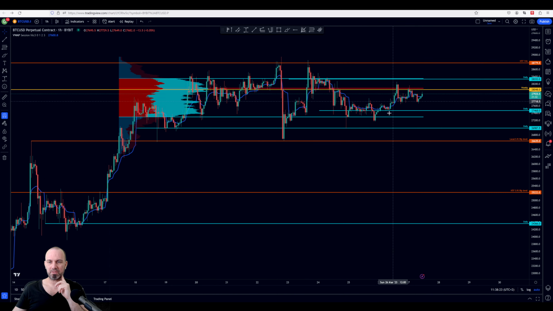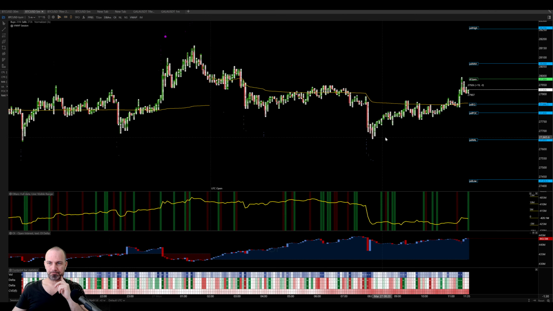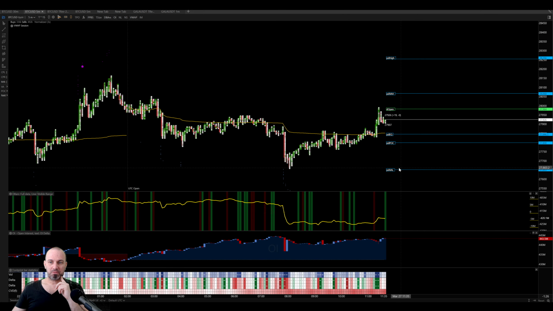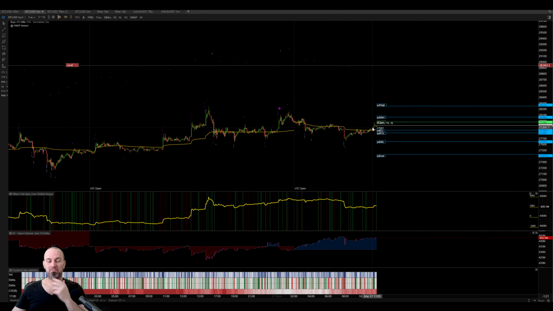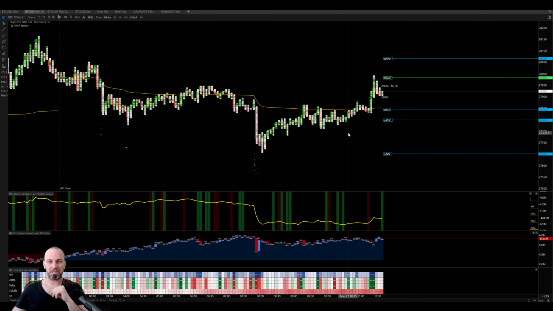We do have a lot of levels for scalps. If you trade based on the order flow, you do have a lot of levels. We do have the previous day levels. We do have VWAP. If you add some horizontal levels, something like that, that would make trading so much easier.